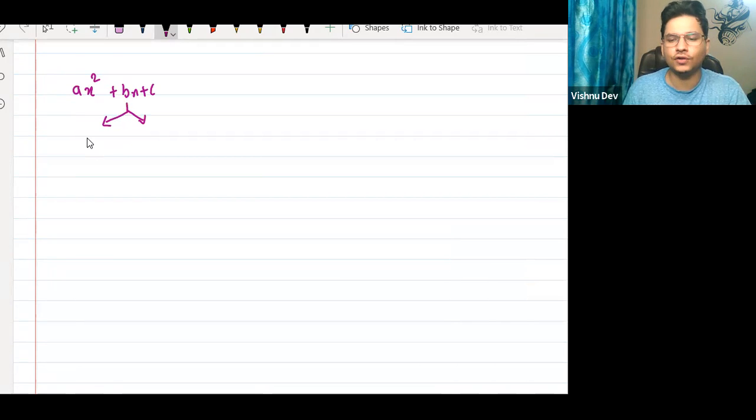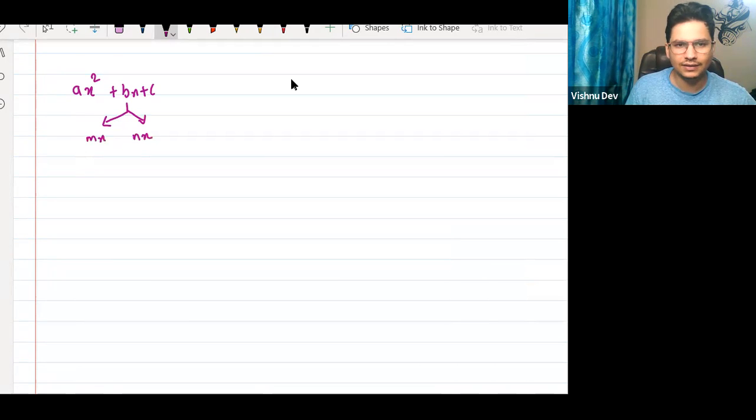If I'm having ax square plus bx plus c as a quadratic expression, and I have to divide it into two factors, what should we do? We should split this b into two terms. Yes, we should split bx into two terms, mx and nx.